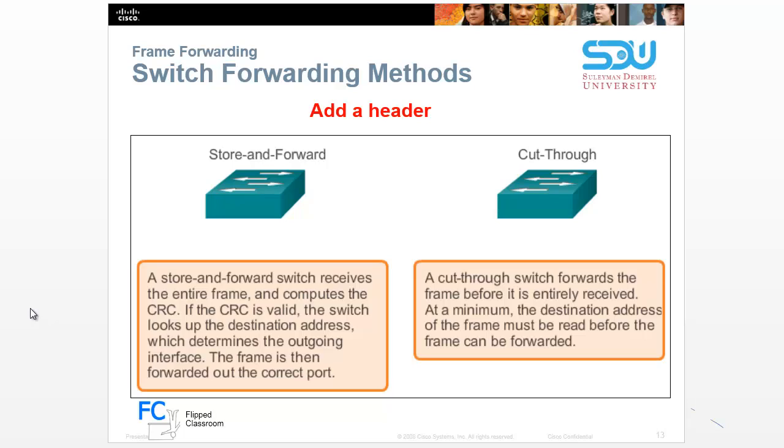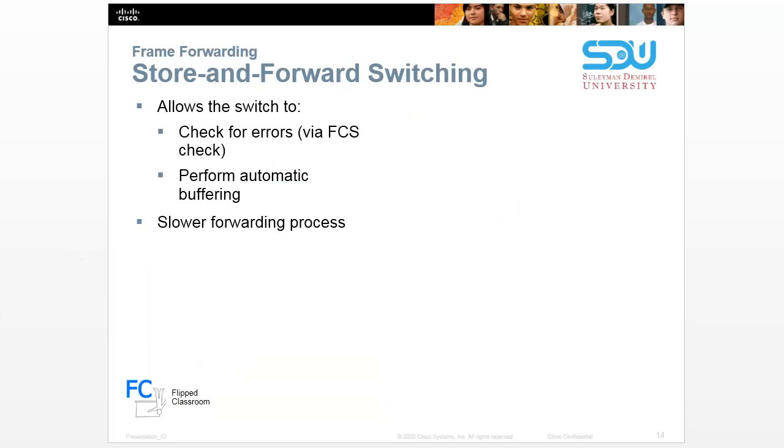There are 2 different types of switch forwarding methods in switches. First type of switch forwarding methods is called store and forward. The idea of store and forward method is to check errors via FCS check and perform automatic buffering. But in case when store and forward switching is used, the forwarding process is slower.